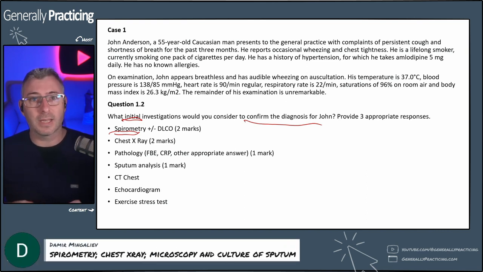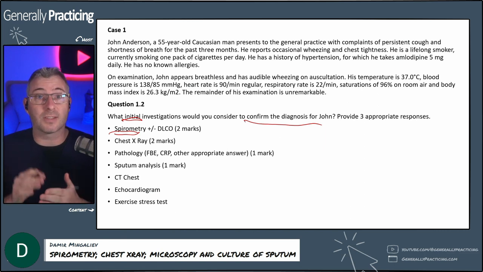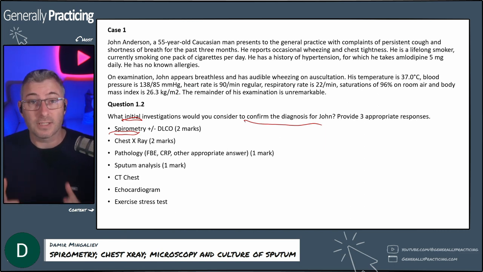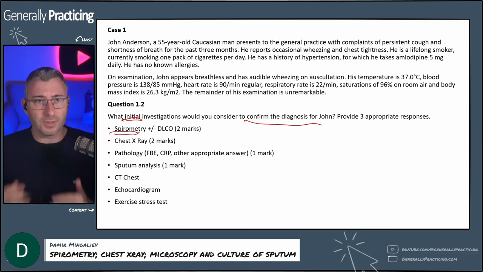Thank you, Demir. Some excellent answers coming up there. Again, the chest x-ray, fantastic. Again, remembering these are the initial investigations, you probably wouldn't jump straight to CT chest. Certainly if there were other things down the line that required that kind of imaging, you would then progress through to that.